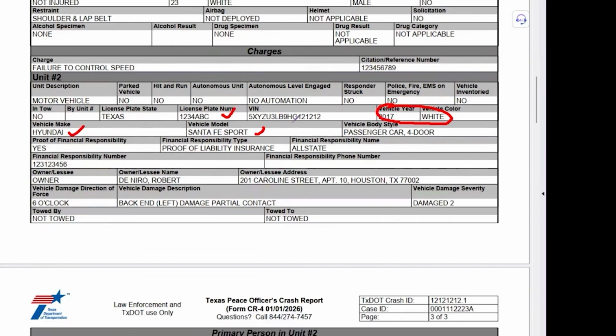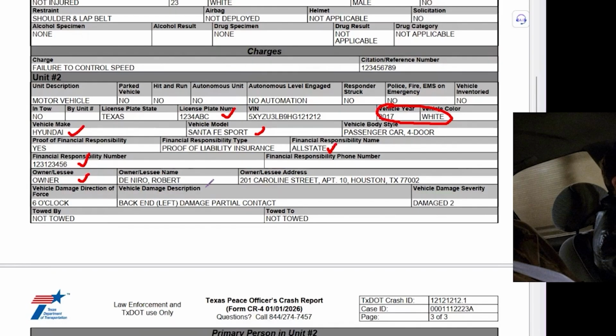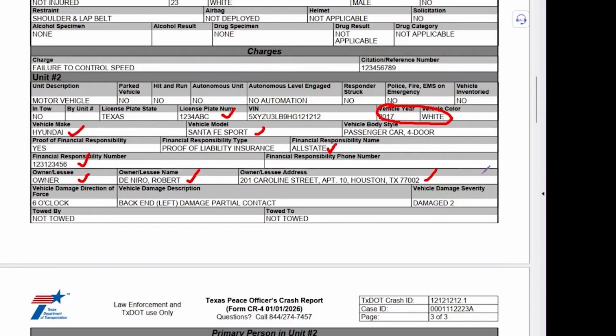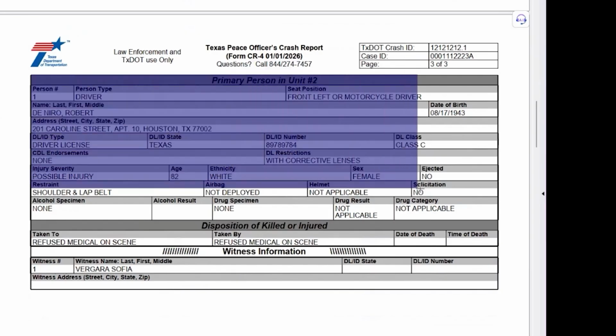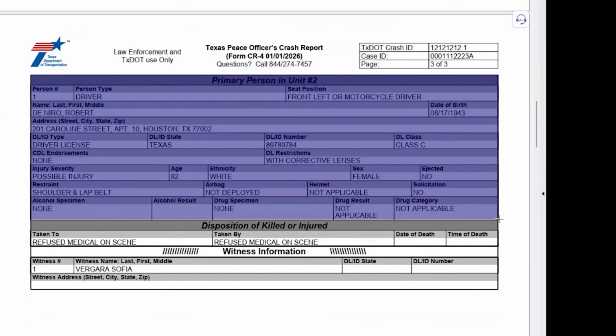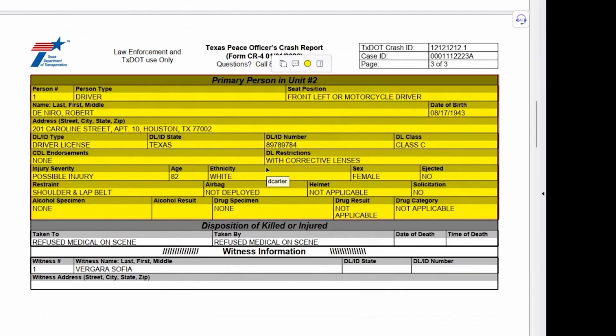We got the license plate there, insured by Allstate, and there's the policy number. And who's the owner? Well, it's Robert De Niro in this case, and there's Mr. De Niro's address. So that's just information about the second vehicle involved. And then, just as the officer did for Mark Wahlberg, here we've got the information on the primary person, meaning the driver of unit number 2.